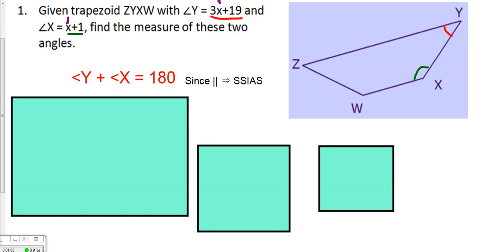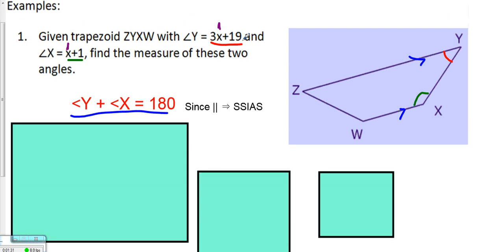Because, well, if this is a trapezoid, that means this line and this line are parallel. If these are parallel, then these two are same side interior angles. And the same side interior angles have to be supplementary. Okay, because these are parallel, that tells us that these ones have to be supplementary. So that's why we can say this is true for sure.